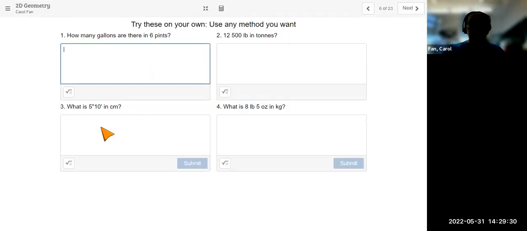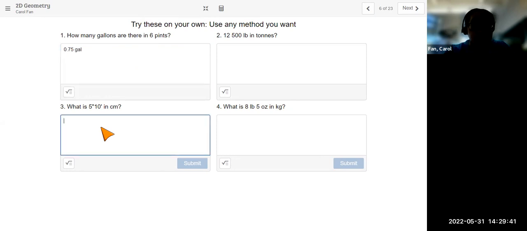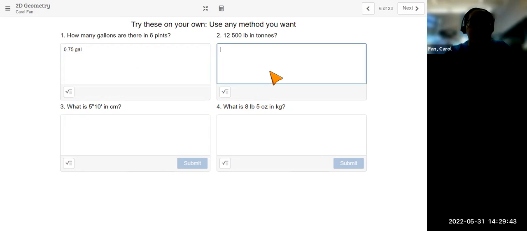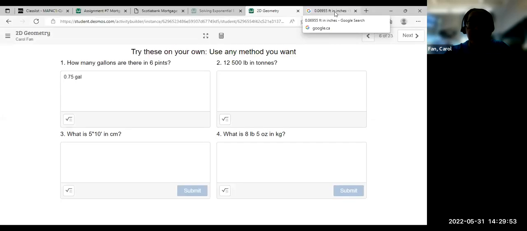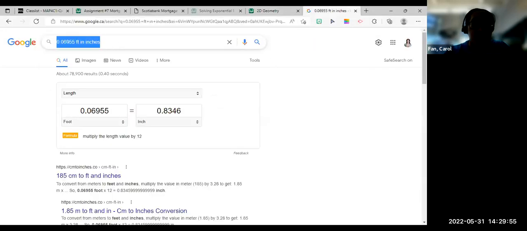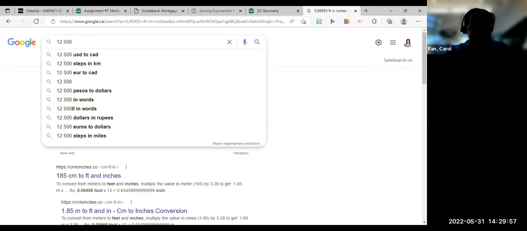Let's take up slide number 6. How many gallons are there in 6 pints? We have 0.75 gallons. 12,500 pounds in tons. So this is interesting. What did Google say? Because we have a number of different answers from students.